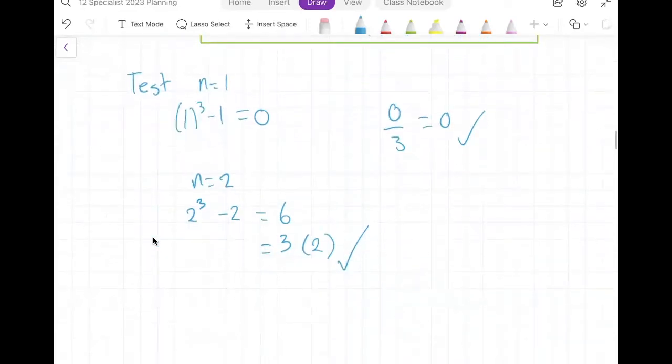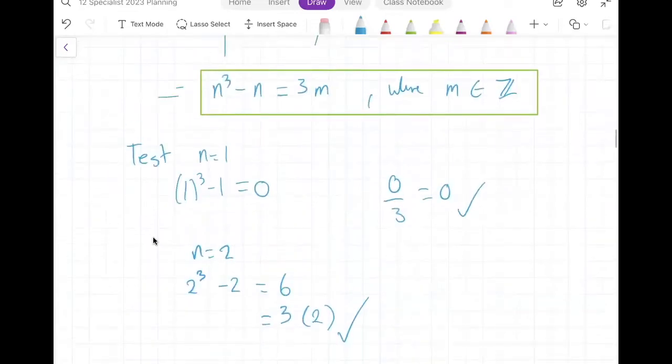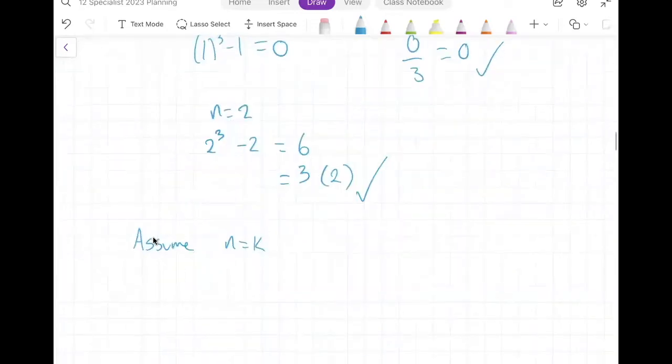Step 2 is going to be to assume. So I'm going to assume that n equals k. And at this point, this is where this idea is going to come in a little bit more handy. So if n equals k, that means I have k cubed minus k. I'm assuming this is going to be divisible by 3. So I can let this be 3m, where m is an integer.